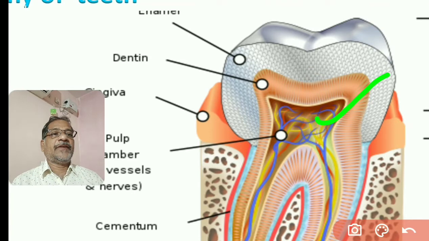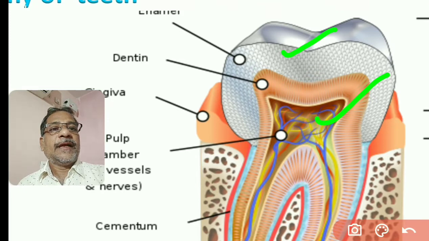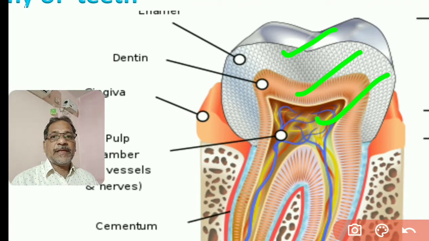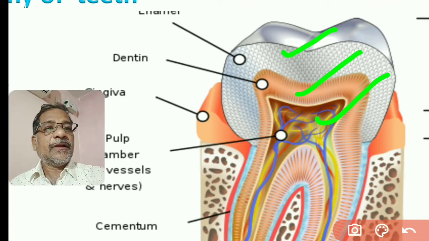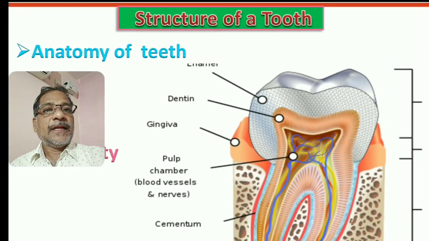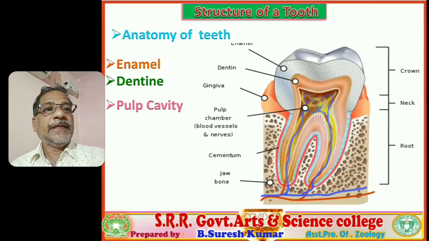This is pulp cavity. Followed? Right. So one is enamel, another one dentin, another one pulp cavity. So three main components are to be found in the anatomy of the teeth. Let us move to another slide.